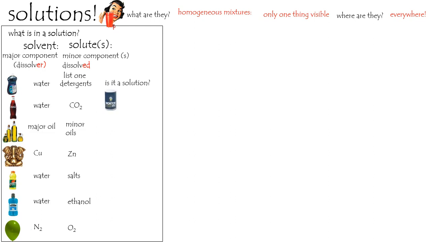Is it a solution? Pure salt? No, because it's only one thing. Gasoline? I think so. You have a lot of different liquids that are soluble in each other. Granite, the fact that you can see that it's speckled means that this is a heterogeneous mixture, not a solution. A diamond looks nice and clean, but if it's pure, it's only one thing present, carbon, therefore not a solution.